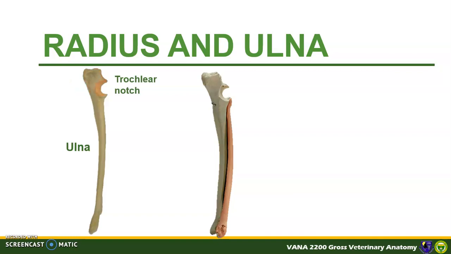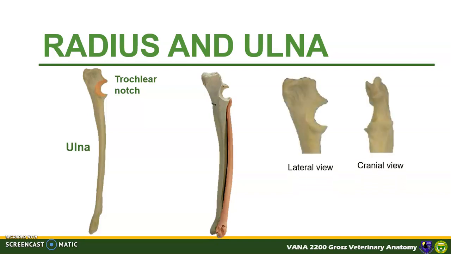The trochlear notch, or the semilunar notch, is a crescent-shaped concavity at the proximal end of the ulna, which articulates with the distal end of the humerus. The trochlear notch is bounded by three processes that are formed like a triangle. Here is an enlarged proximal end of the ulna on a lateral and cranial view.